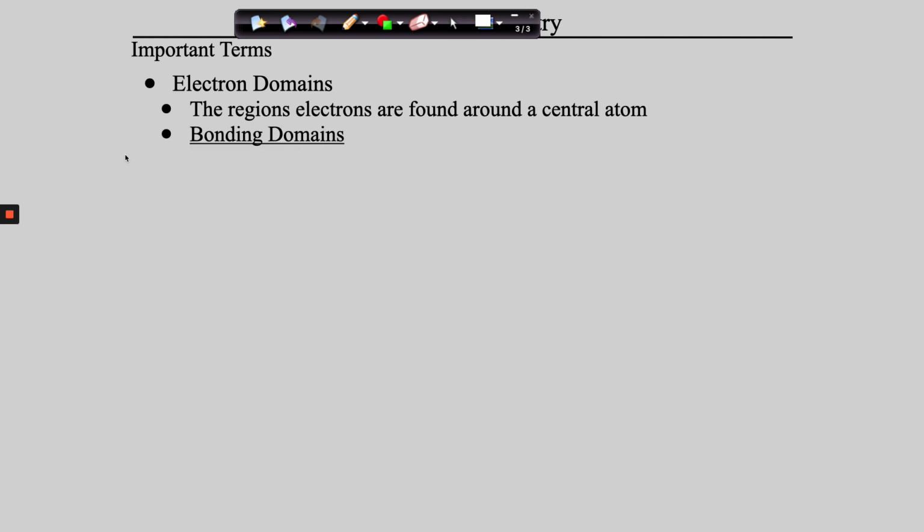Now there's two kinds. The first is what we call bonding domains, and these are any type of bond. Could be a single bond, double bond, triple bond, does not matter. These are electron domains. In the same way that it doesn't matter how many antelope you see out in the field, it's still a domain, because it doesn't matter how many electrons, still a domain. Then there's another kind of domain, and these are the non-bonding domains, and these are just the lone pairs.